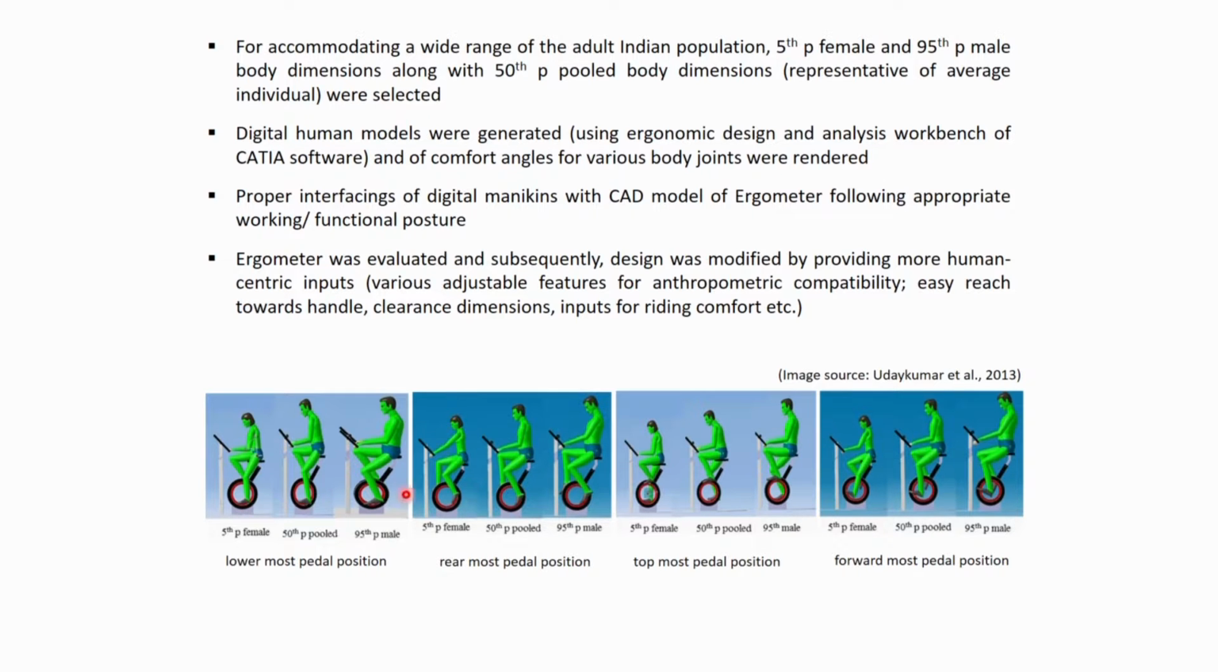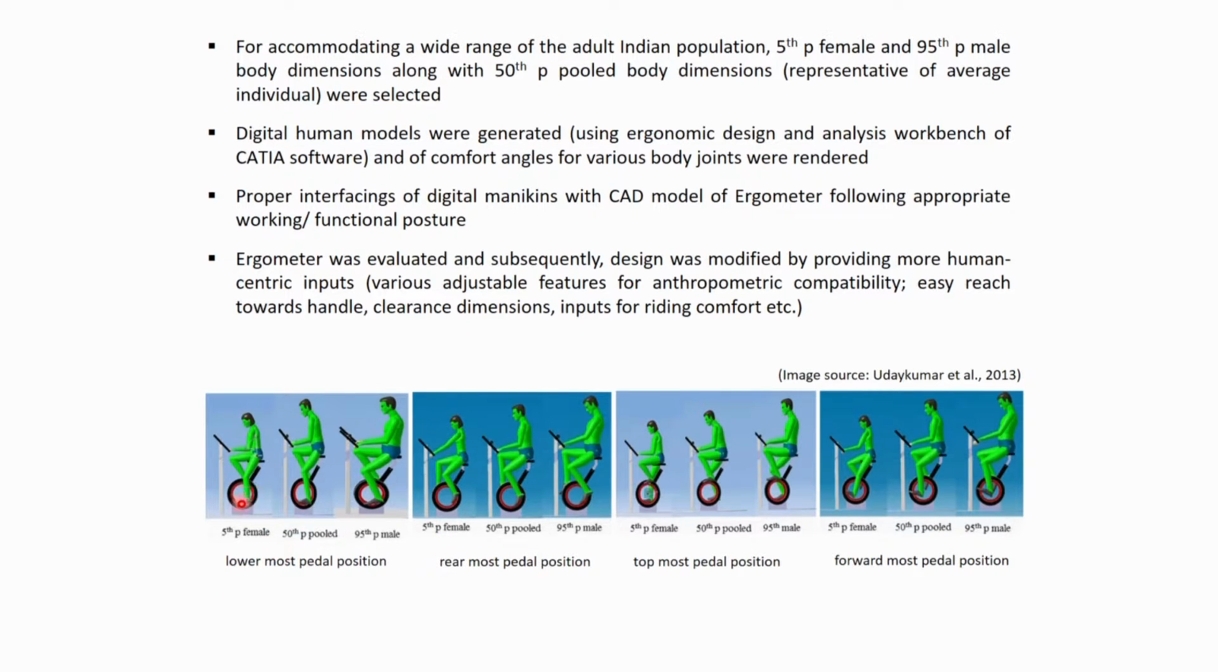If you look at these 4 images, in every case there are 5th percentile female, 50th percentile pooled human mannequin and 95th percentile male. So these are the 3 human models, and in all these 4 images they are there. First, it is seen that all the human models are in green color, which means their body joints are in the comfortable range of movement.